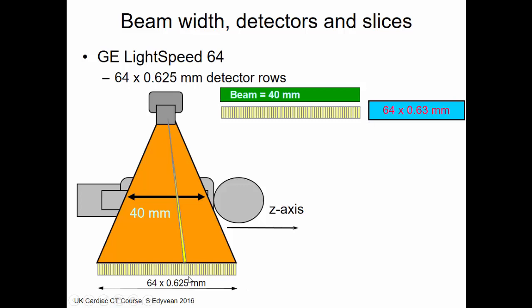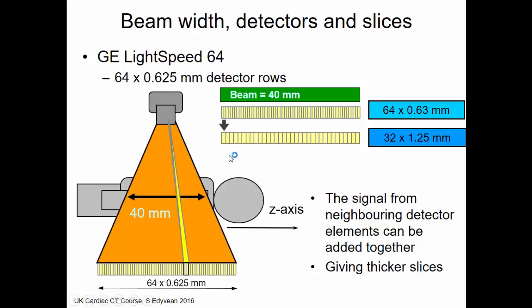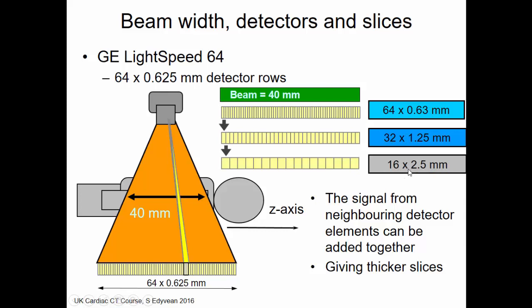So this detector element is measuring the number of photons that have gone through the patient. There'll be quite a lot stopped. We can measure an attenuation profile for all of these. So we can measure that for 64 different rows, or we can add the signals together, and we now have 32 detector rows, and each doubling of the elements is giving us a 1.25 millimeter slice. And similarly, we can acquire only 16 slices of data, and now these will be representing a summation of the detector elements of 2.5 millimeters.